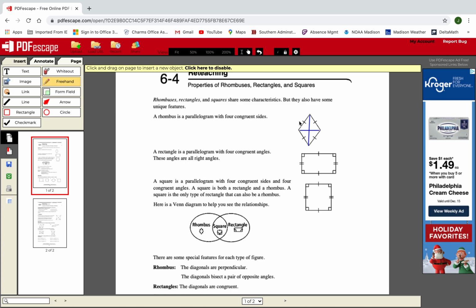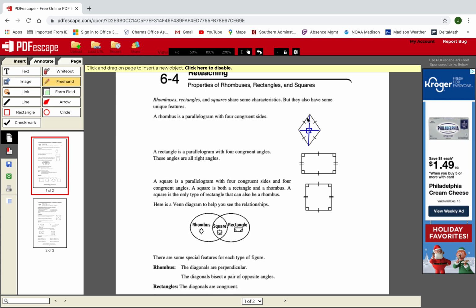Okay, so one of our special features down here in a rhombus is that the diagonals are perpendicular, which means they meet at a right angle. Actually, they made it 4 right angles, so that's a right angle. This is also a right angle. This is also a right angle, and this is also a right angle. Okay, so they're perpendicular to each other. And the diagonals bisect a pair of opposite angles. They bisect a pair of opposite angles, okay?